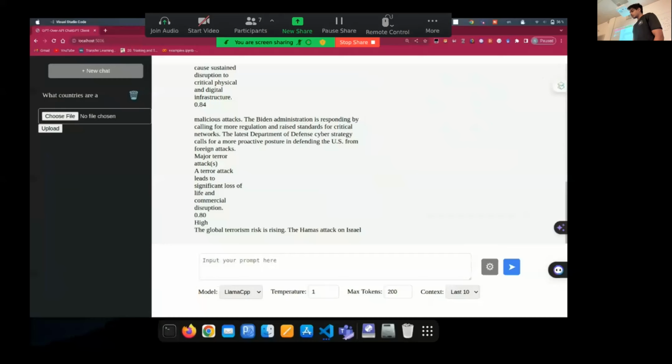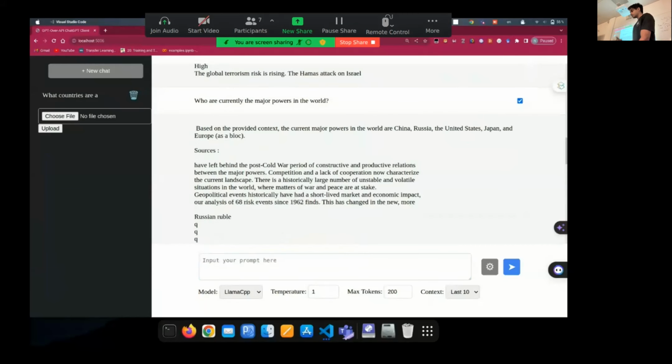Yeah. So I try to give it another question. I ask it who are currently the major powers in the world, and the document again doesn't have access to that kind of information. It gives us the answer again. Based on the provided context, the current major powers in the world are China, Russia, the US, Japan, and Europe as a bloc. Although it doesn't have that specific information, it understands the entire document, which is again a testament to the LLM, but not the project itself.